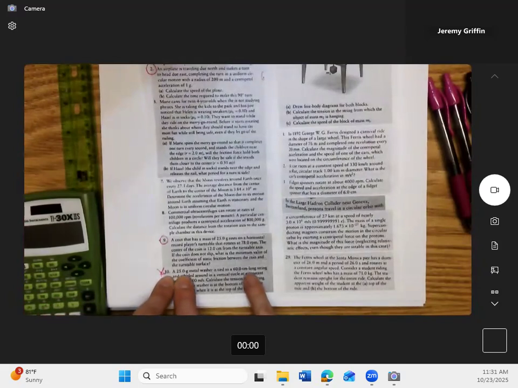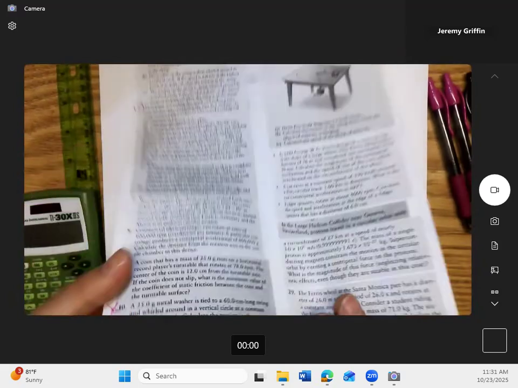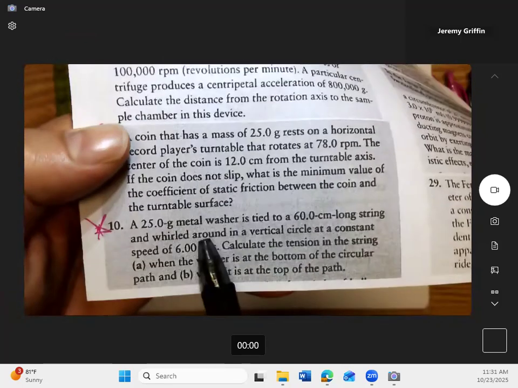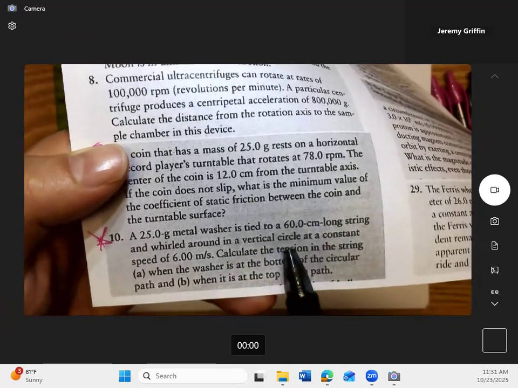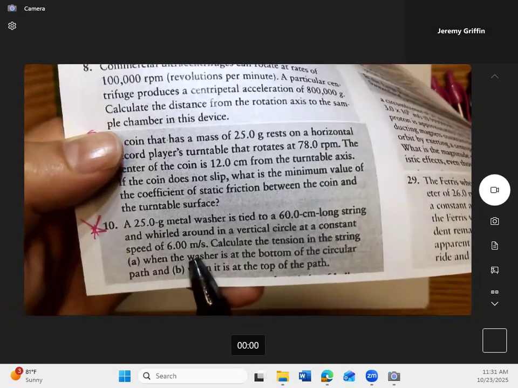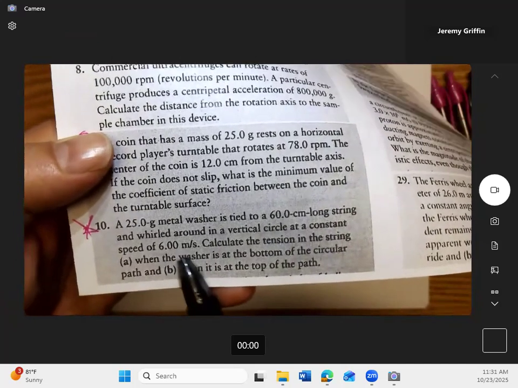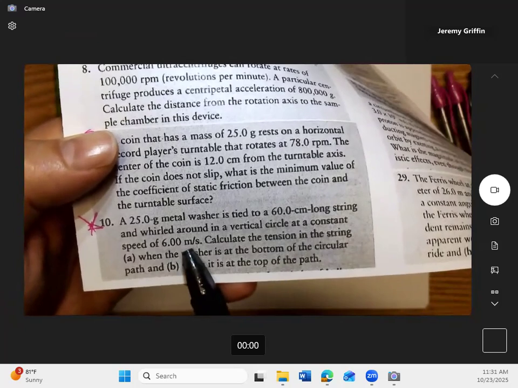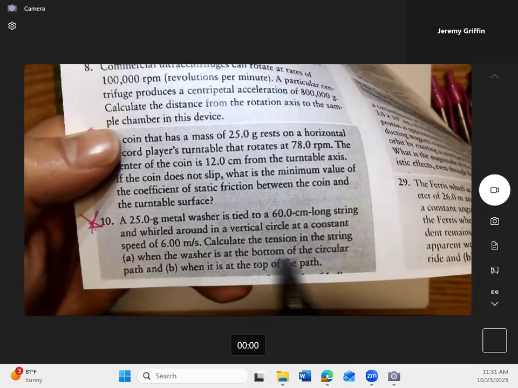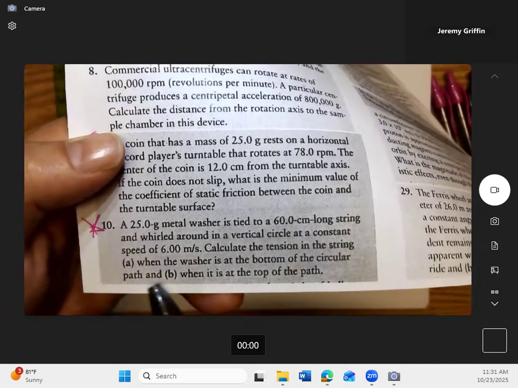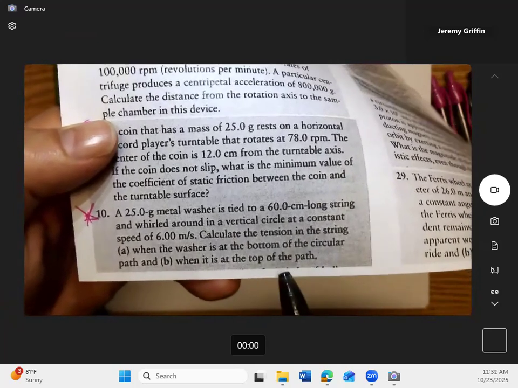So I got number 10, a 25-gram metal washer. All the way at the bottom here, number 10. A 25-gram metal washer tied to a 60-centimeter long string rolled around in a vertical circle at a constant speed of 6 meters per second, which is actually a strange detail, but hold on to that. I'll come back and talk about that later. Calculate the tension in the string when the washer is at the bottom of the circular path, and when it's at the top of the path.